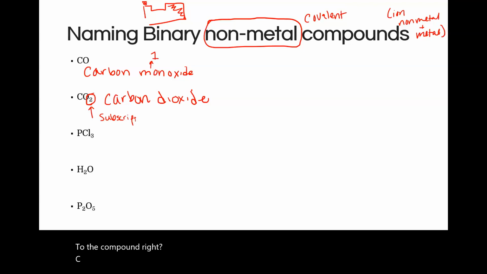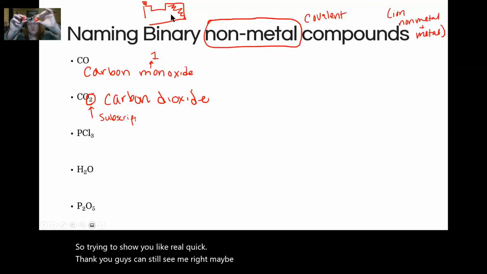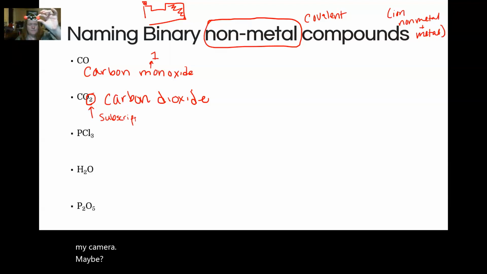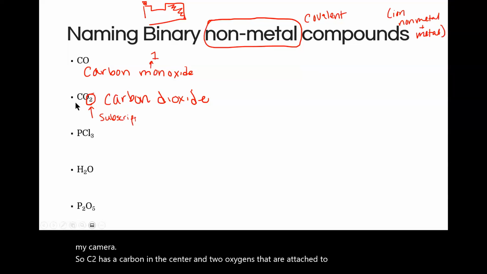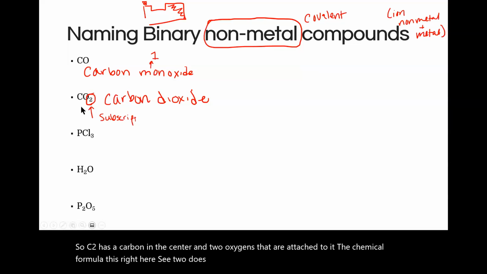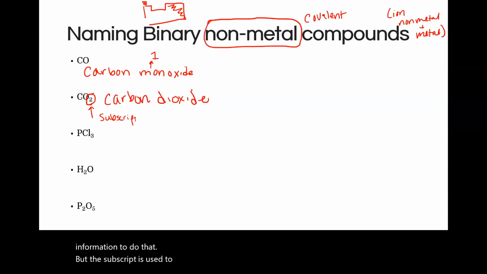CO2 is what we breathe out, and of course, CO is poison. So I just want to show you real quick. I think you guys can still see me, right? So this is CO2. CO2 has a carbon in the center and two oxygens that are attached to it. The chemical formula, CO2, does not tell us how they're arranged. You need structural information to do that. But the subscript is used to write it easier so it doesn't look as sloppy. Like if I wrote COO, that'd be weird.